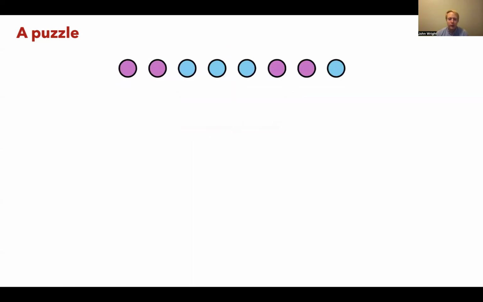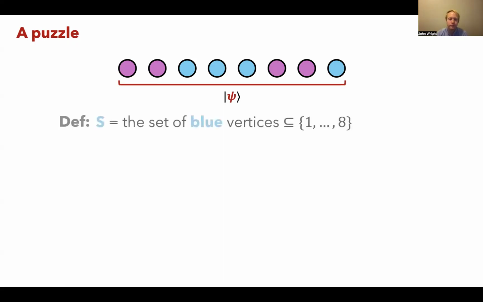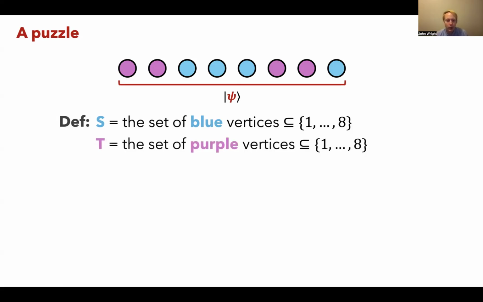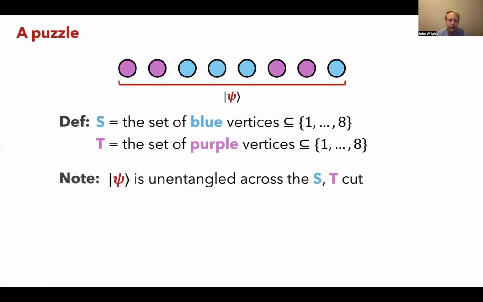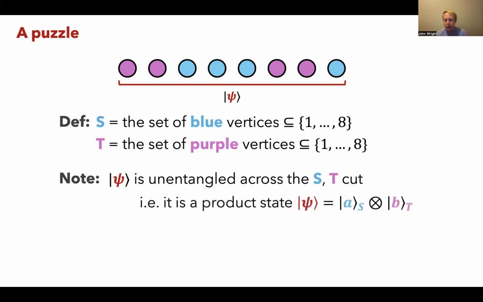So what I'm going to do is take these 8 qubits and scramble them up. And I'm going to call the resulting state psi. I'm going to define S to be the set of blue vertices. This is a subset of the numbers 1 through 8 of size 4. And then T is going to be the set of the remaining vertices, the purple vertices, also a subset of 1 through 8. And note that the state psi is unentangled across this S-T cut. In other words, it's a product state across S and T.